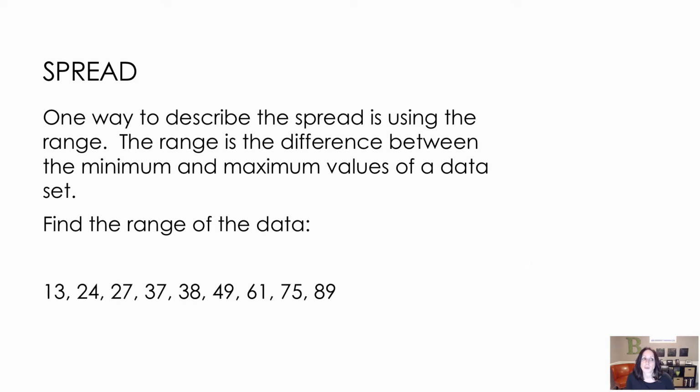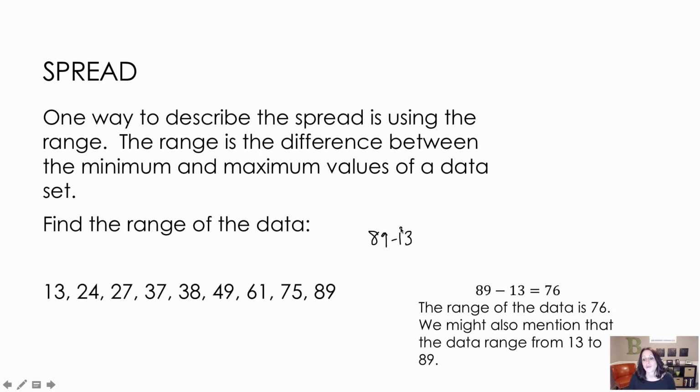One way to describe the spread is using the range. The range is the difference between the minimum and maximum of a data set. So here, looking at the range of this data, I would take 89 minus 13, and that would give me my range. So the range would be 76. I might also mention that the values range from 13 to 89. So don't just say the range is 76 and move on, because it's important to understand what the actual data values are.